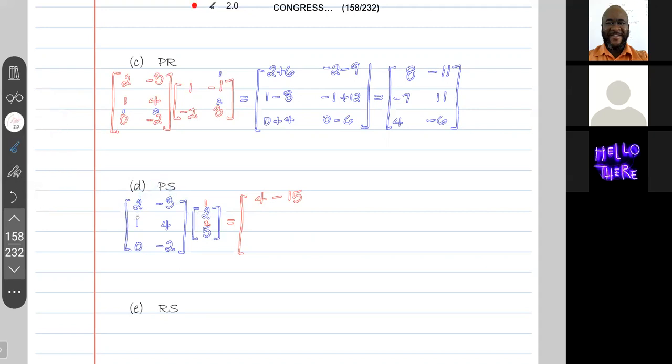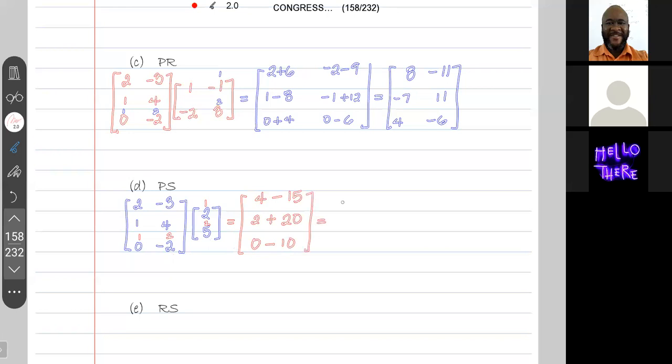So now let's go middle row by the same column to get the middle value in the answer. First by first, second by second. 1 times 2 is 2. 4 times 5 is 20. Lastly, bottom row, same column. 0 times 2 is 0. Minus 2 times 5 is minus 10.